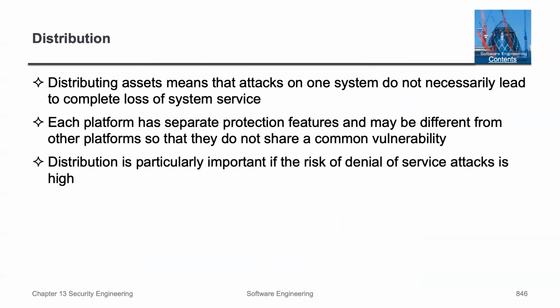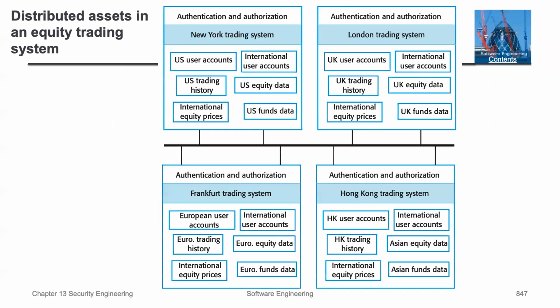For distribution, distributing assets means that attacks on one system do not necessarily lead to complete loss of system service. Each platform has separate protection features and may be different from other platforms, so they do not share a common vulnerability. Distribution is particularly important if the risk of a denial of service attack is high.